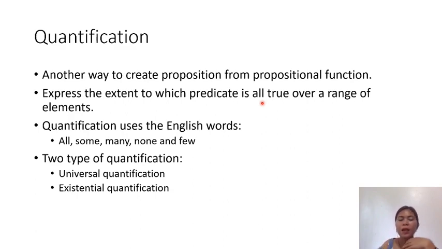So basically, the purpose of quantification, or its use, is that quantification always assumes that all of the variables, the subjects, the elements are all true. Okay? True daw talaga lahat. So, quantification uses these English words: all, some, many, none, and few. And we have two types of quantification. We have first the universal quantification and then the existential quantification.